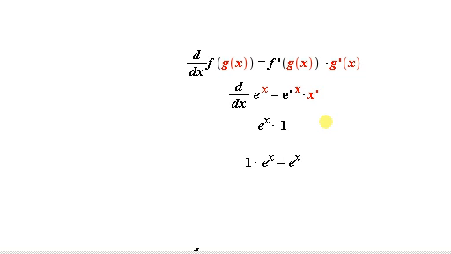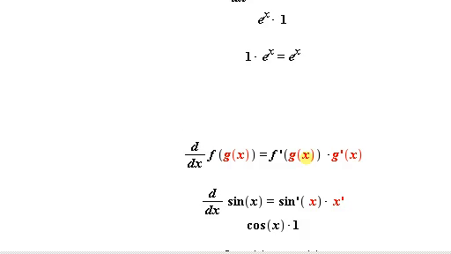So that means that 1 times e to the x equals e to the x. So we actually were doing the chain rule the whole time. It's okay if you don't see it. I'll show you another example.